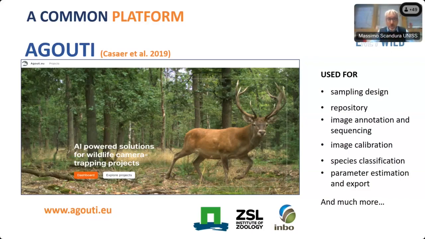We have common protocols, we have a common platform that is Agouti now. We adopted the platform already available, but it was improved by implementing specific tools to collect the images of the cameras, to annotate the images, to manage the photos uploaded in the website, calibrate the image, and classify the species, recognize the species using also artificial intelligence tools, and estimate parameters.